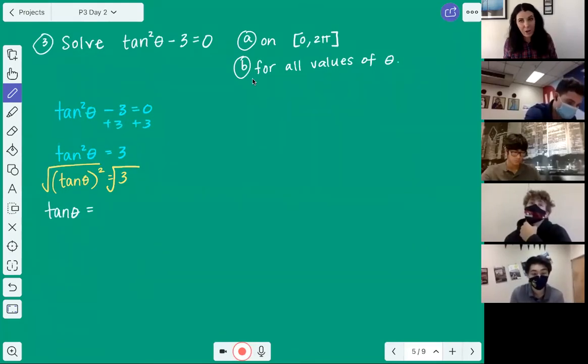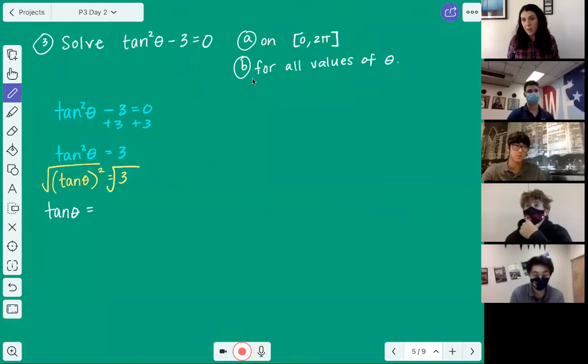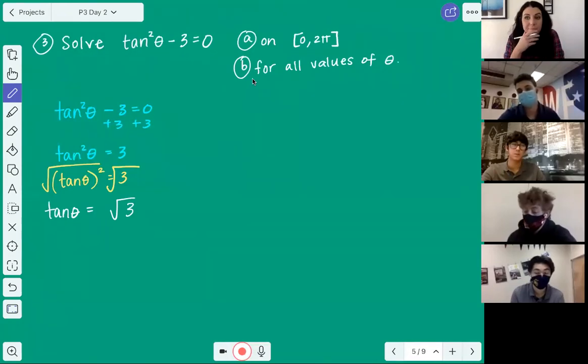But an even more common mistake is what we get on the right-hand side. Justin, what would you get on the right-hand side? The square root of 3. So that's close. And this is what most students would write. Is it like plus minus square root of 3? Yes, correct. That's exactly right.